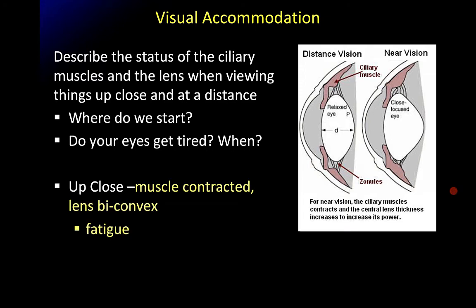So if we're looking at objects up close, the weirdest thing about this is that our muscles are contracted. But you can actually test this by looking at objects where you have to see them up very close, very small objects, trying to thread a needle, reading really small text. You're going to feel that your eyes can get tired, so they can get fatigued because you're actually contracting the muscles during this time. If you're viewing things farther away, the muscles are relaxed. So this is actually going to allow for tension on those ligaments. This pulls the lens into a flat position.